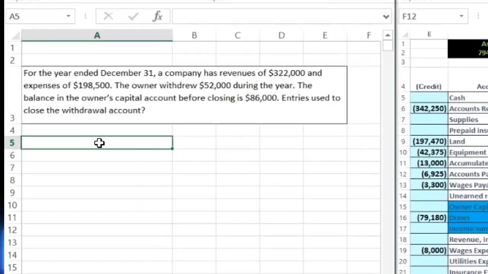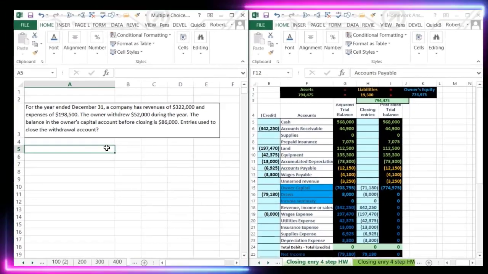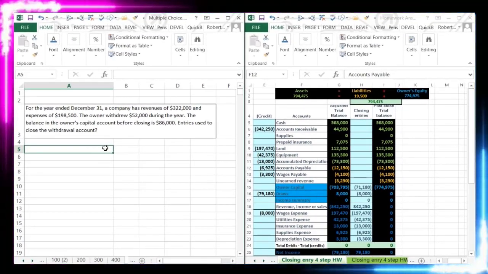For the year ended December 31st, a company has revenue of 322, expenses of 198. The owner's withdrawal was 52,000 during the year. The balance in the owner's capital account before closing, 86,000. Entries used to close the withdrawal account. So we have the whole closing entry process at this time, but they're only asking us about the draw account.